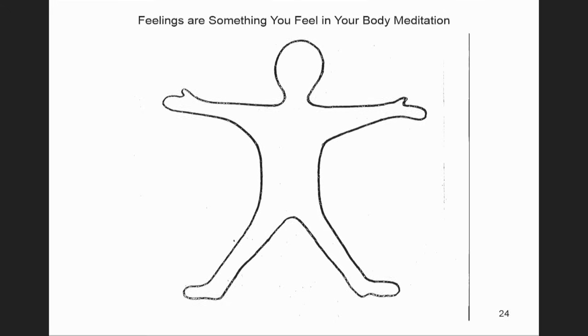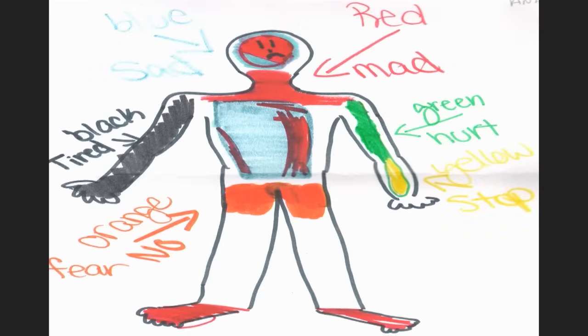So I go through the whole body, and then they come up with images, and on the next slide we will see what she came up with. And so she mostly had color, some shapes, and sad, mad, hurt, stop, black, depression, I would imagine. No, fear.